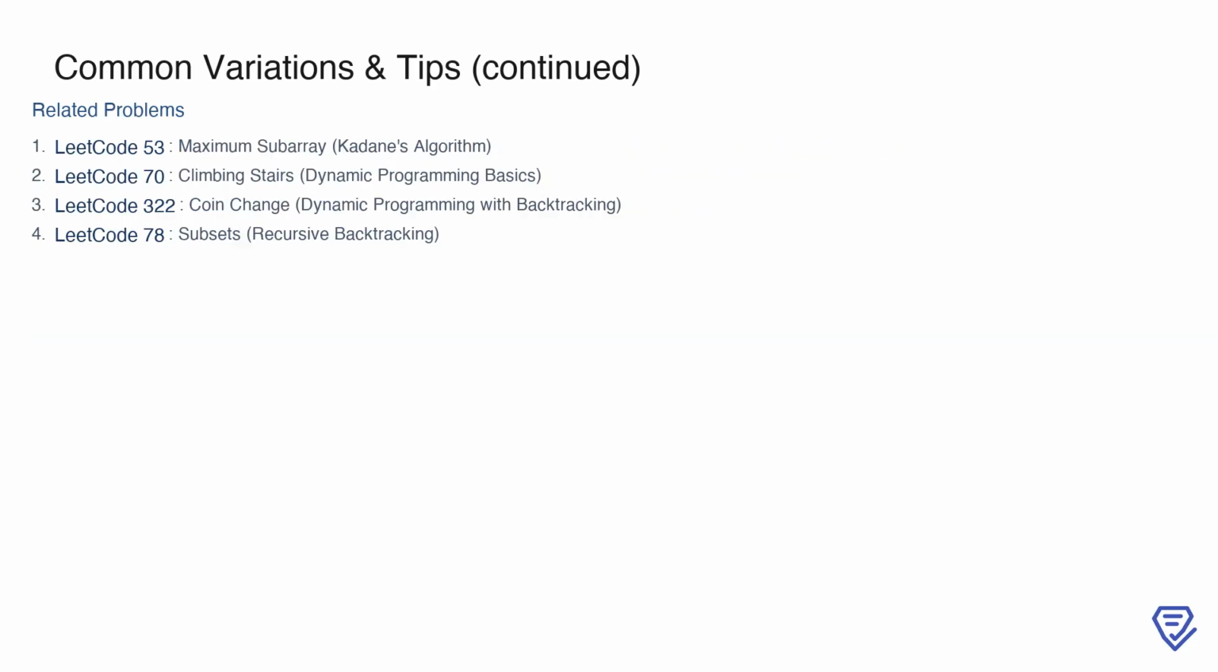To deepen your understanding, it helps to explore related problems that build on similar concepts. For instance, LeetCode 53, Maximum Subarray, is a classic example of applying Kadane's algorithm to solve a problem efficiently. Then there's LeetCode 70, Climbing Stairs, which introduces the basics of dynamic programming. LeetCode 322, Coin Change, combines dynamic programming with backtracking, requiring careful state management to find the optimal solution. Finally, LeetCode 78, Subsets, is an excellent example of recursive backtracking in action. Working through these problems can sharpen your skills in identifying patterns and applying the right techniques to solve complex challenges.